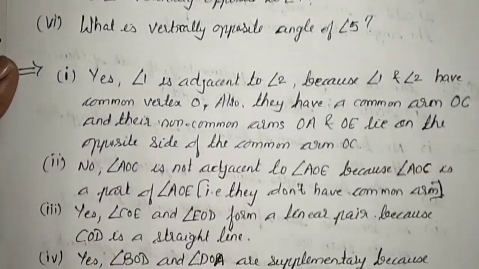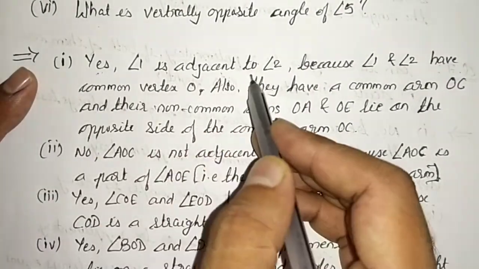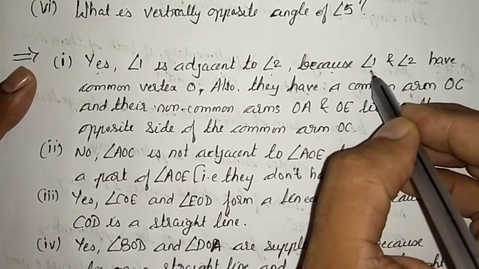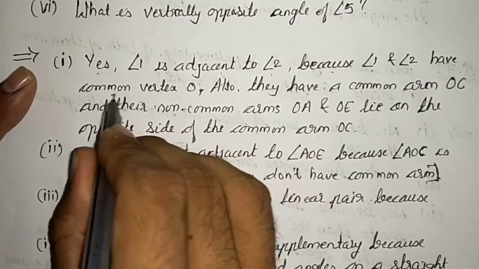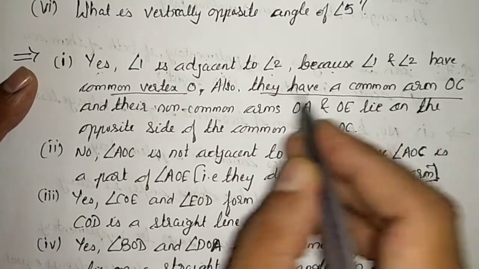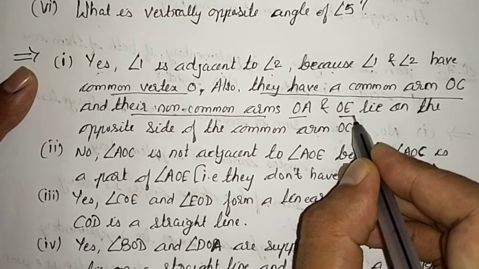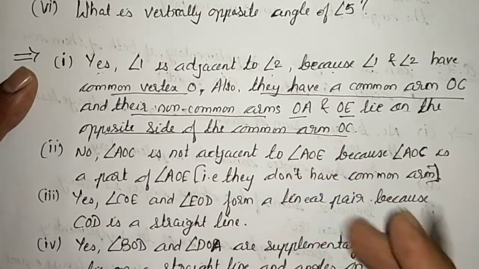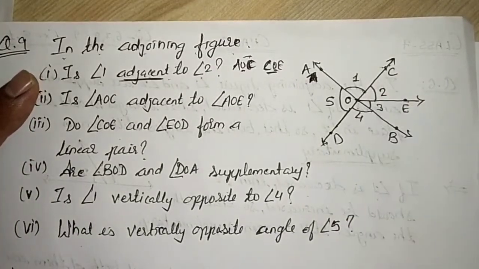But how to write? Here I have given. Yes, angle 1 is adjacent to angle 2. You have to give a reason also, because angle 1 and angle 2 have common vertex O. They have common arm OC and their non-common arms OA and OE lie on the opposite sides of the common arm OC.